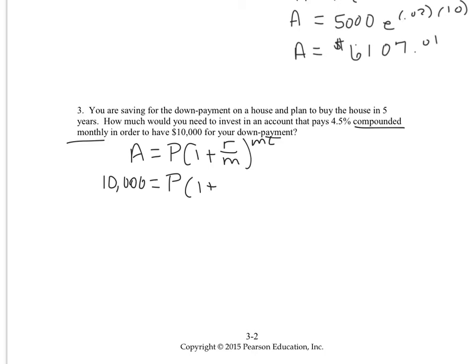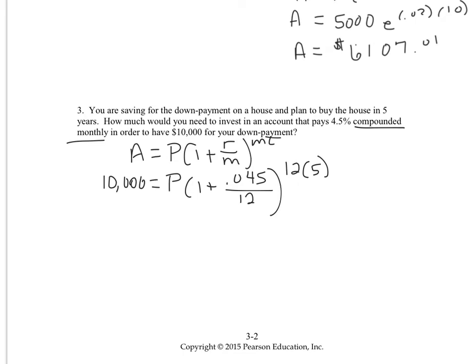My R is my interest rate in decimal form, so that 4.5% becomes 0.045, and it's compounded monthly. That means the M value is 12. Raised to the 12 times, how many years do I have to let this grow? 5. So that's how we're going to plug everything in.